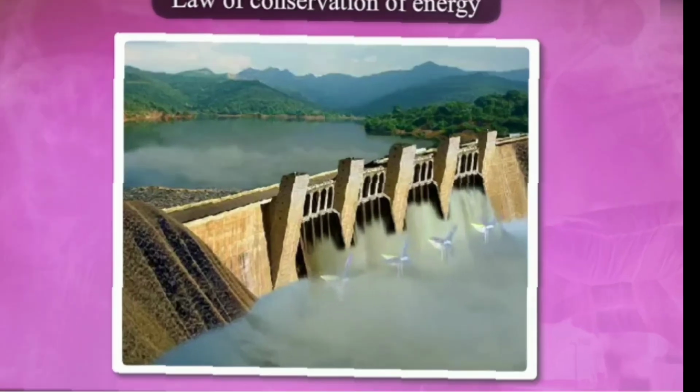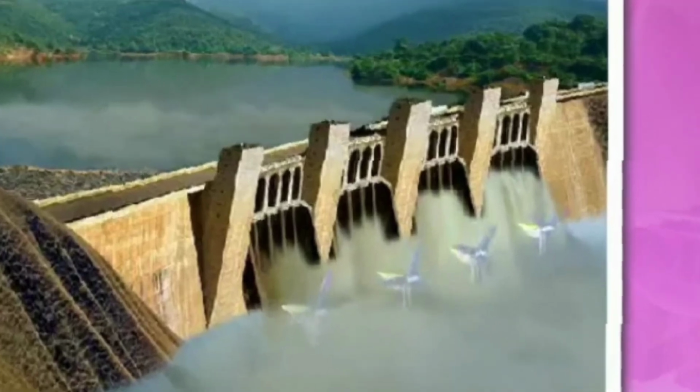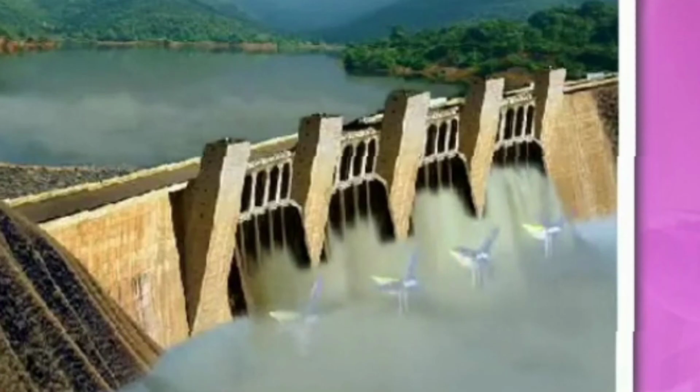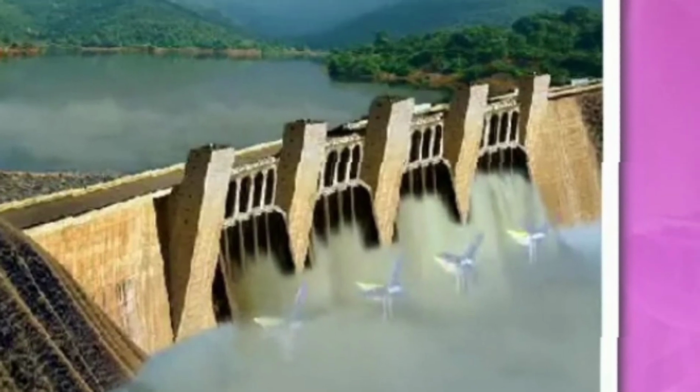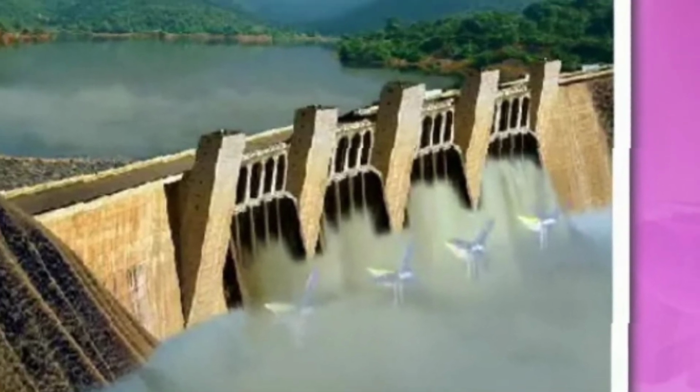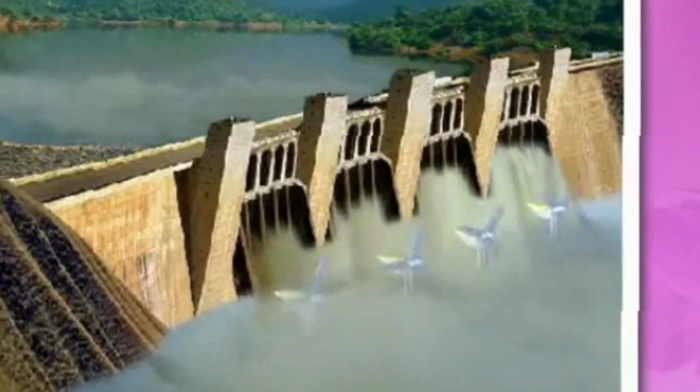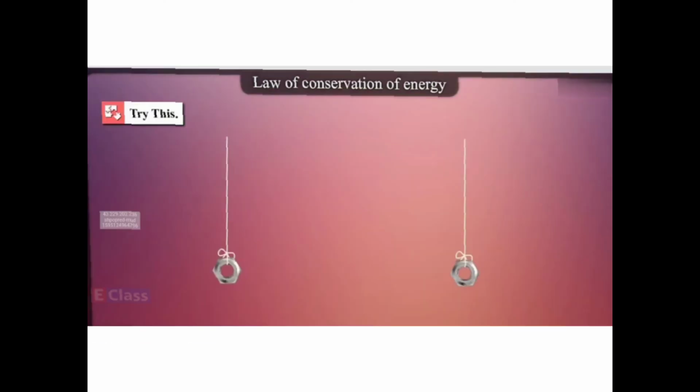So here what is happening? In a dam the water is stored and then it is allowed to fall down. Here you have the turbines which rotate due to the kinetic energy of water, and when it is connected to turbines it moves and the electricity is generated. Next part is about the law of conservation of energy.